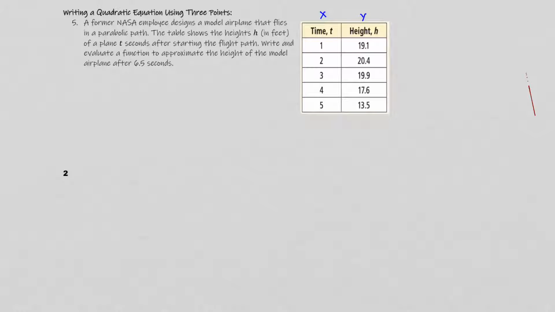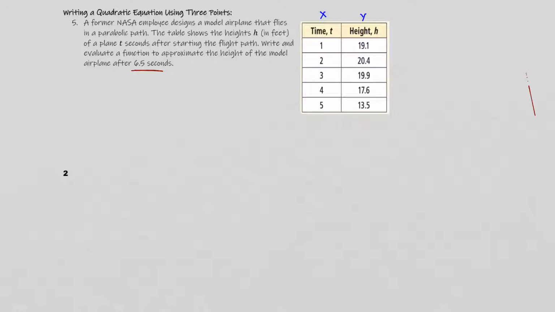All right, so a former NASA employee designs a model airplane that flies in a parabolic path. The table shows the height in feet of a plane t seconds after starting the flight path. Write and evaluate a function to approximate the height of the model airplane after 6.5 seconds. So this has 2 things to it. First we need to write the equation, and then we're going to use that equation to find its height after 6.5 seconds.